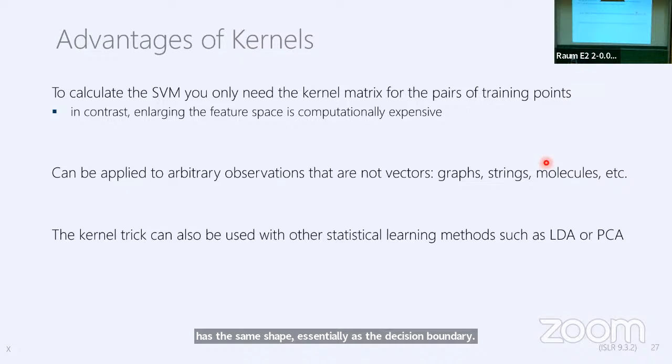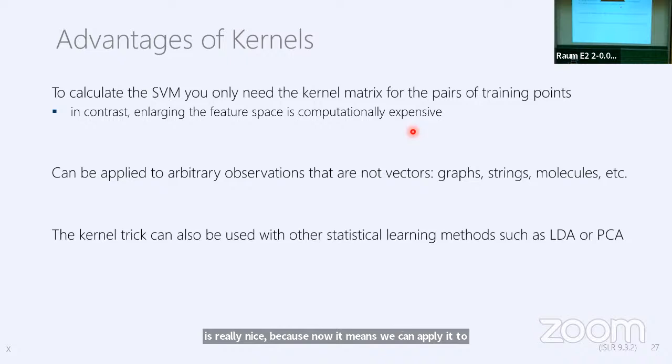And yet another advantage of kernels is, as I said before, you don't really need the actual data points. The only thing you need is this pairwise matrix of similarities. How similar is xi to xi prime for all potential training data points? So you don't need to go to this feature space, which is large or potentially infinite. You only need to be able to compute similarity. And this is really nice because now it means we can apply it to arbitrary observations.